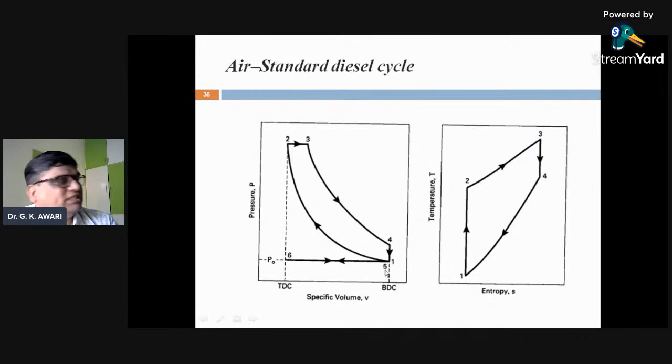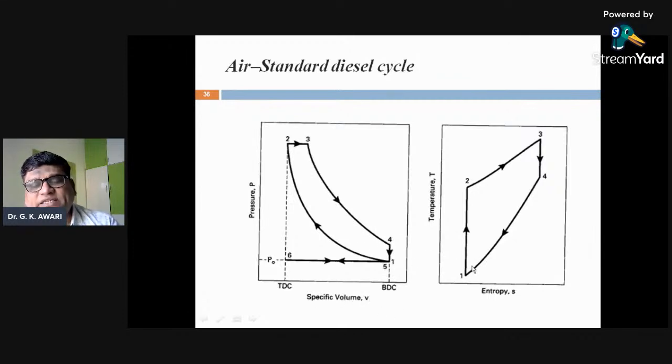And 4 to 1 is the exhaust blowdown or the exhaust stroke, wherein all the combustion gases present inside the cylinder are removed and exhausted to the atmosphere through the exhaust pipe or the silencer, which we call the tailpipe of the engine. So this 4 to 1 and 1 to 6 is the exhaust process. So this constant volume heat rejection or exhaust removal is there from 4 to 1.